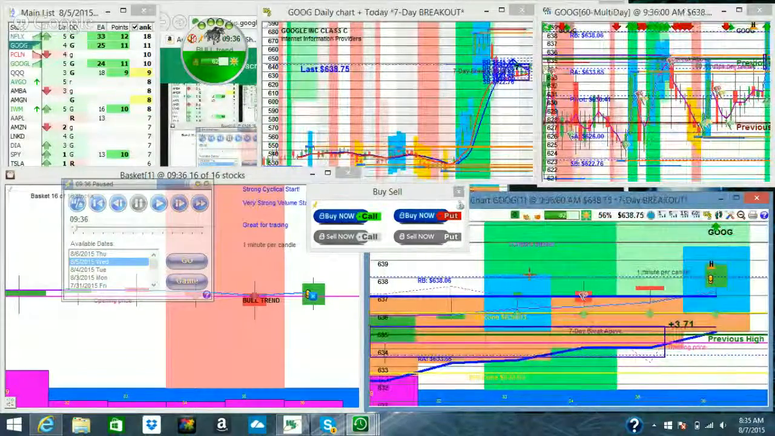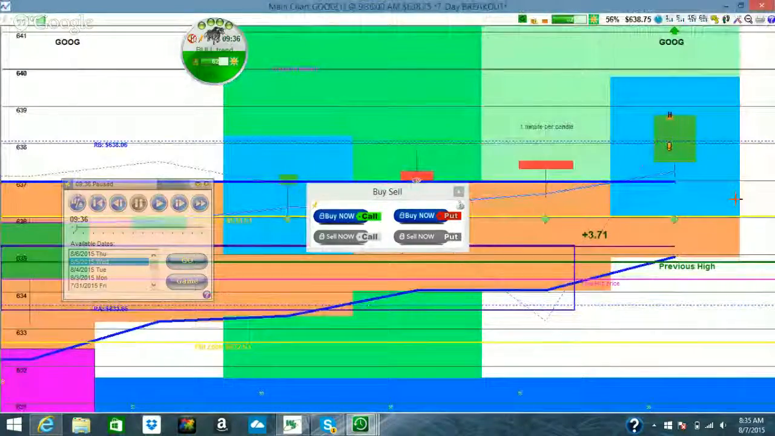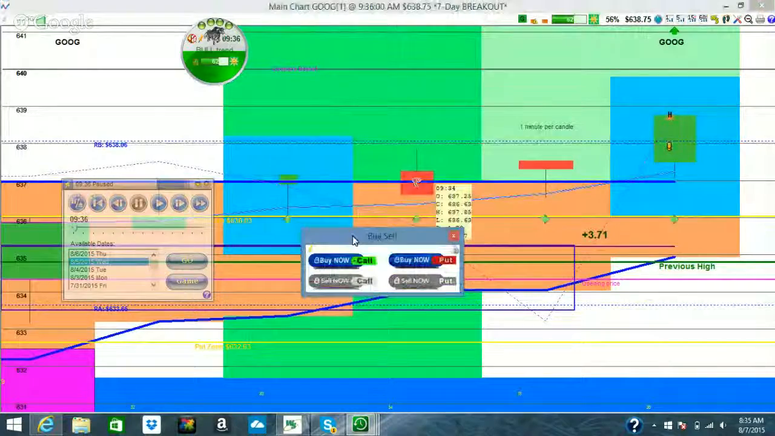There you go, right here. So this one is a really good setup in my opinion. You don't have a whole lot of resistance. Let me just move this out. There we go.